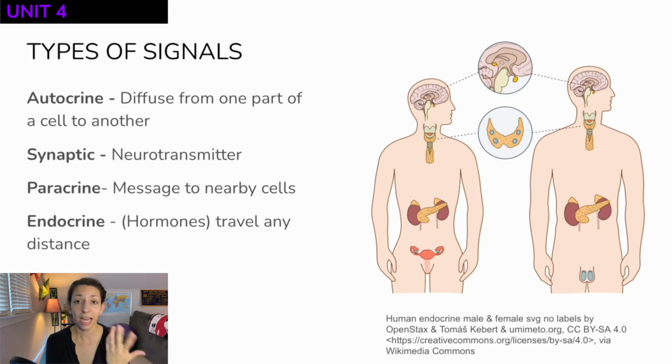Now, we have lots of different types of signals, especially within the human body. Autocrine signals go from one part of a cell to another. We can have synaptic signals, so these are going to cross synapses and neurotransmitters. We can have paracrine signals, which are released from one cell and go to another nearby cell. Endocrine signals like hormones, which can travel across the bloodstream long distances. Maybe they're released by one gland, like the pituitary gland, and then they go a very long distance in the body to have many different effects.